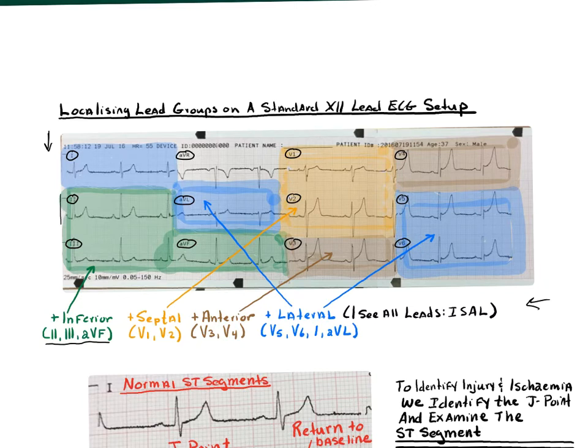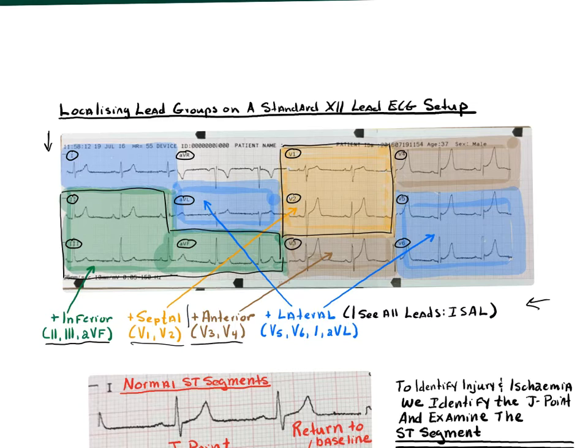So that consists of these 3 leads here, and you can see that I've actually drawn them or highlighted them in green. You guys cool with that? Okay, so your inferior leads are right there, 2, 3, AVF. So now let's move on to our septal leads. Okay, V1 and V2 in this kind of orange highlight here.